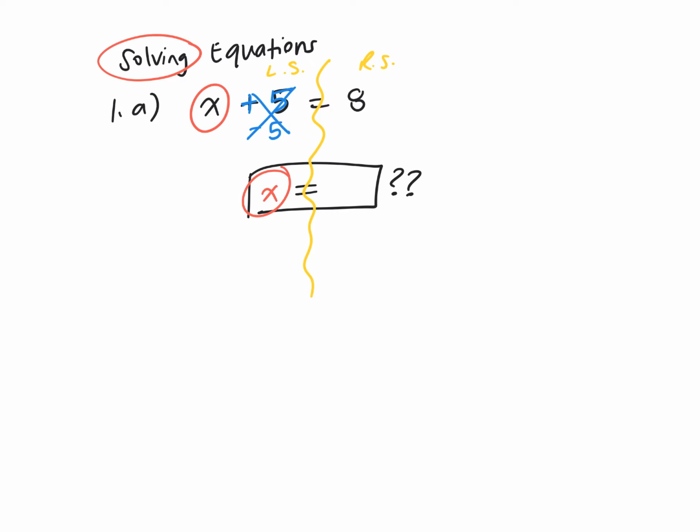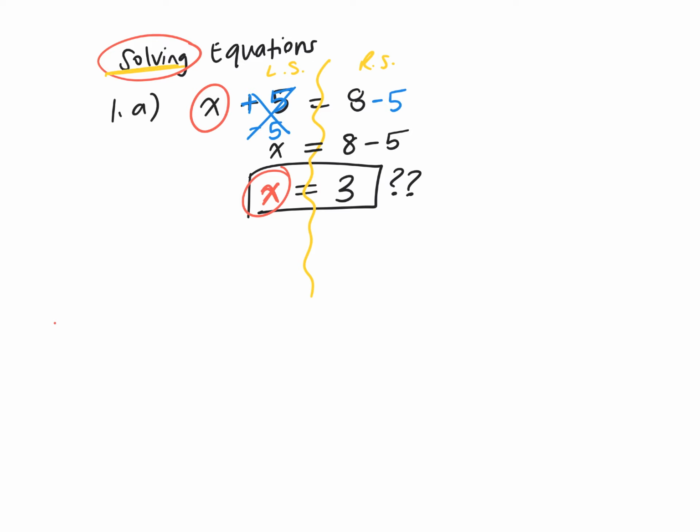But remember, equations have to be balanced. Whatever I do to one side, I have to do to the other side. If I took 5 away from the left side, I have to take 5 away from the right side. Does that make sense so far? So I'm left with x equals 8 take away 5. Now you can just solve that. What is 8 take away 5? 3. So that's it. You've solved the equation.